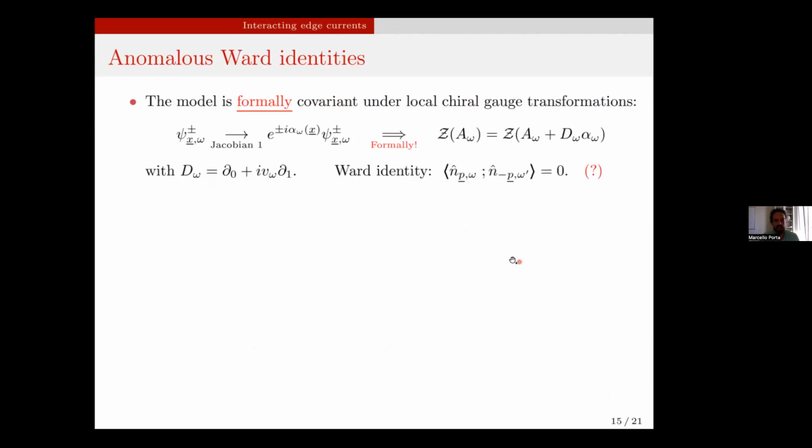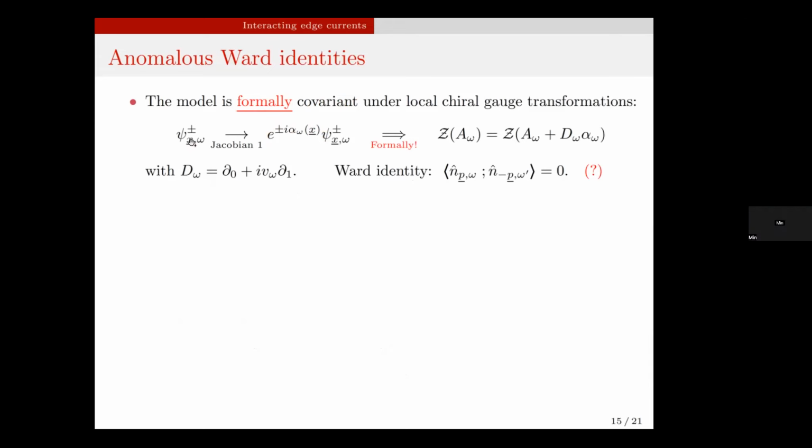So what can you do with it? An important feature of this model is that it has an extra symmetry with respect to the lattice model, and that's an apparent symmetry with respect to local chiral gauge transformation.